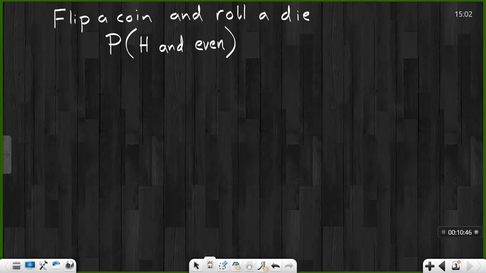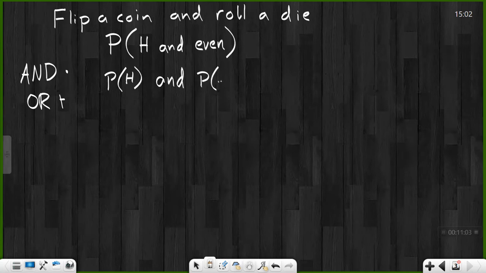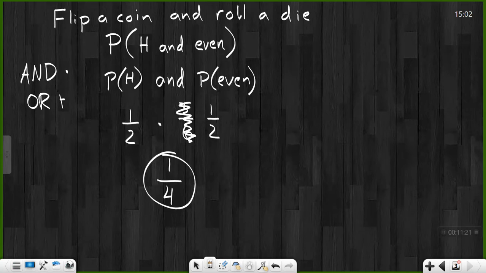I'm going to show you both routes again, a diagram and the other route, using our keywords and and or, and multiplying and adding fractions. So and again is multiply, or is add. Probability of heads and an even number is the probability of getting a heads and the probability of rolling an even on our two events. Probability of heads is 1/2, and getting an even number is 3 out of the 6 options, in other words, 1/2. If I multiply these two together, 1 times 1 is 1, 2 times 2 is 4. I'm done. I get my result of 1/4.